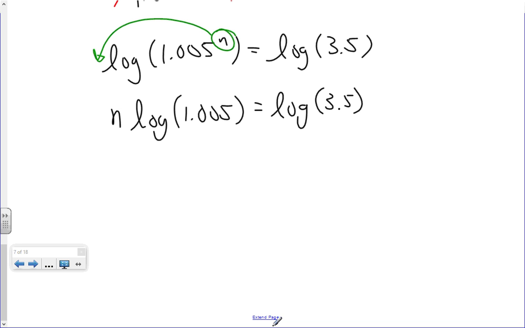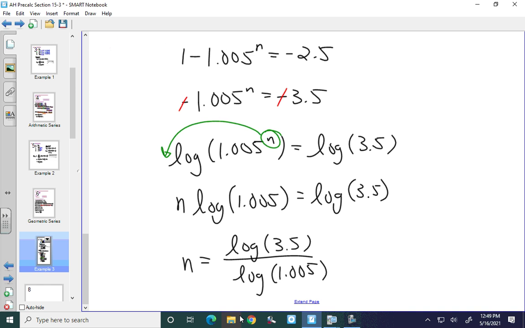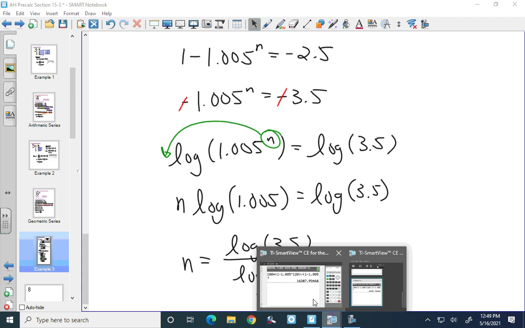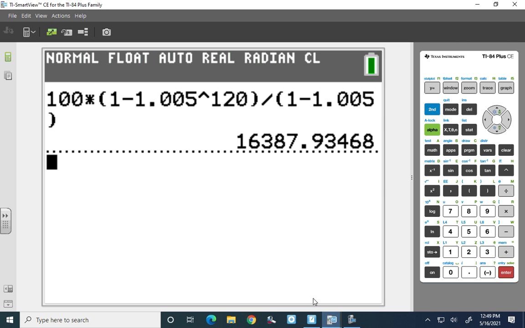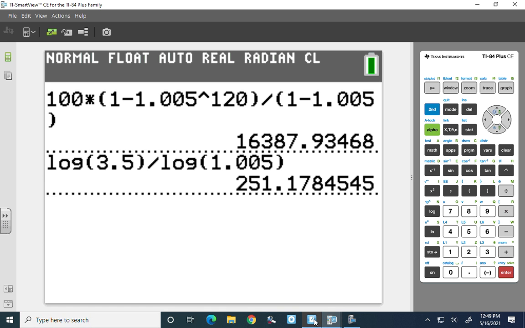And the last step to solve for n is the quotient of these two logs. It's the log of 3.5 over the log of 1.005. Let's grab our calculator and see what we end up with. And again, don't forget, we're going to have to round this answer when we get done, but let's see what this gives us. If we take the log of 3.5 and divide that by the log of 1.005, we get 251.178 is our number.